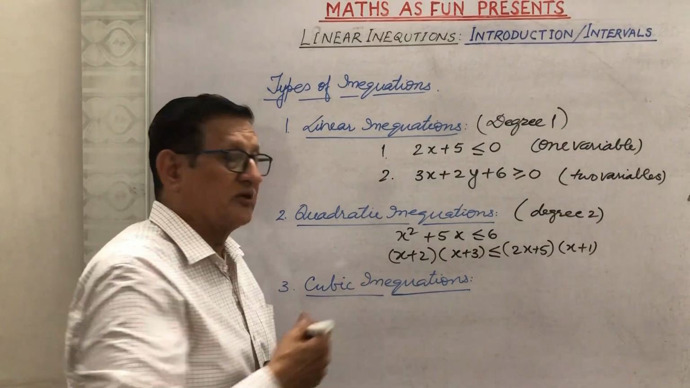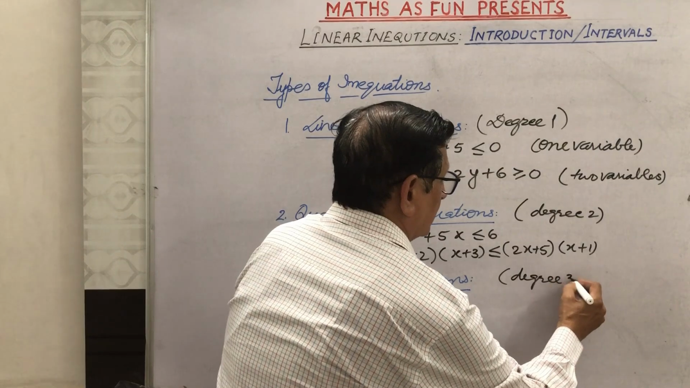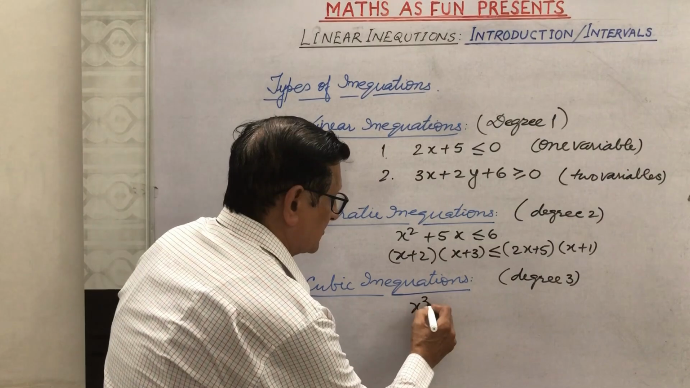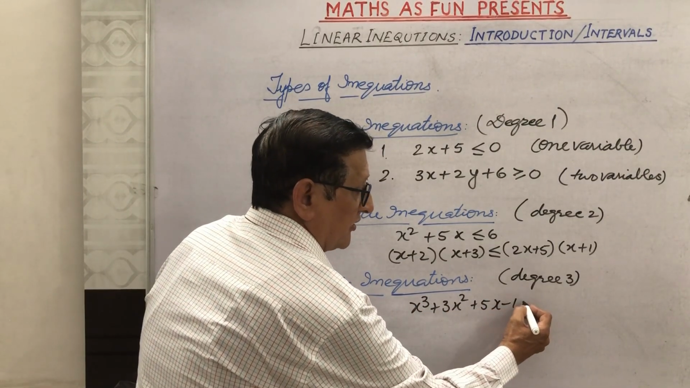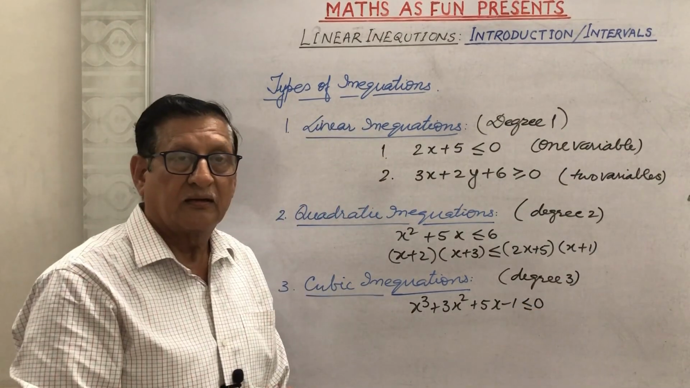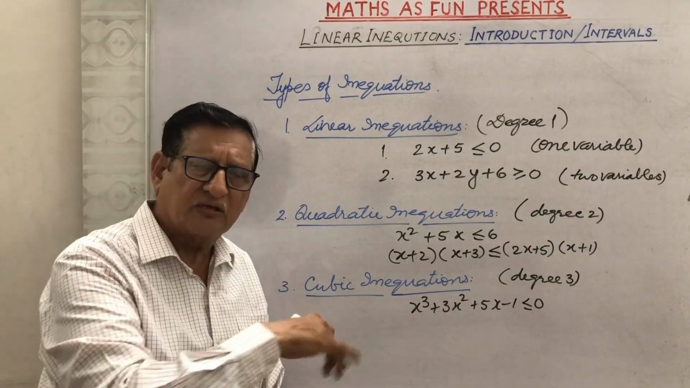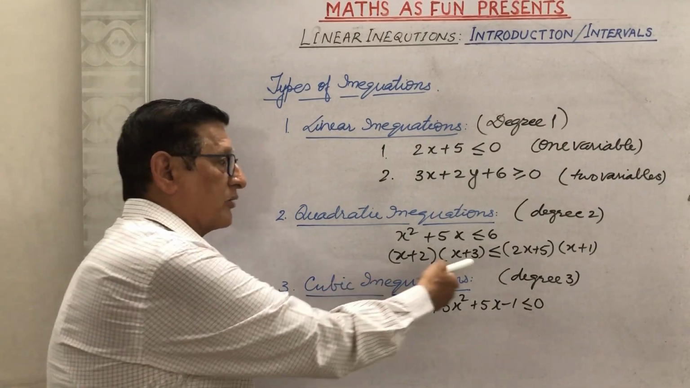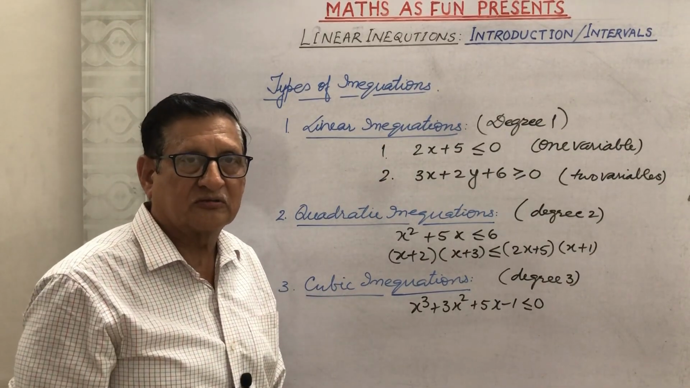Next, cubic inequations. You can understand now, the inequations of degree 3 are known as cubic inequations. Like we have x cube plus 3x square plus 5x minus 1 is less than equal to 0. This is a cubic inequation in one variable. Similarly, we can have it in two variables or more variables also. And also, according to degree, we can have more types of inequations.